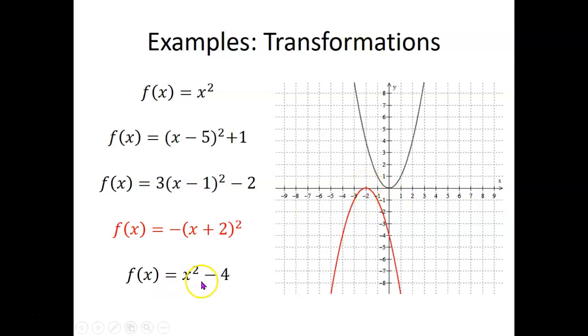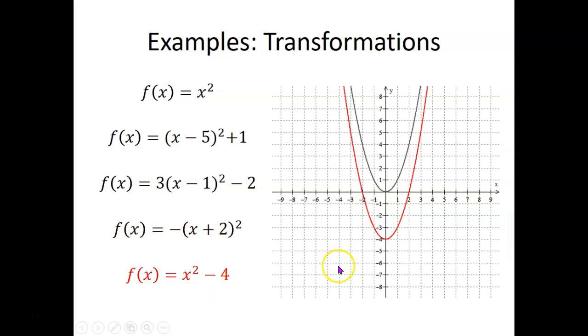And what about x squared minus 4? If you just start with x squared, you'd have to shift it 4 spaces down to get the graph of x squared minus 4. So these are all parabolas. They're just parabolas that maybe are stretched or inverted or shifted somehow.